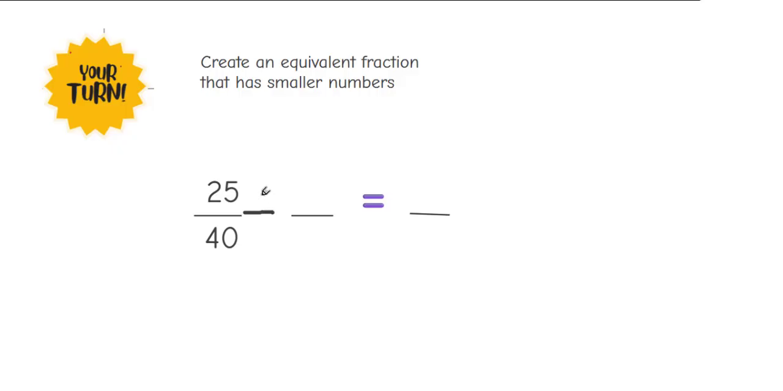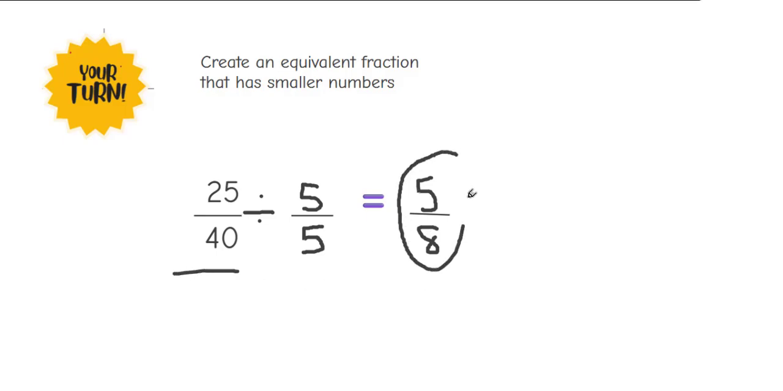Whenever I want to make my number smaller, I know that I divide. And I made these easier, so hopefully you know that we can divide 25 by 5, and we can divide 40 by 5, because whenever a number ends with a 5 or a 0, they are multiples of 5. 25 divided by 5 is 5, and 40 divided by 5 is 8. 25/40 is equivalent to 5/8.